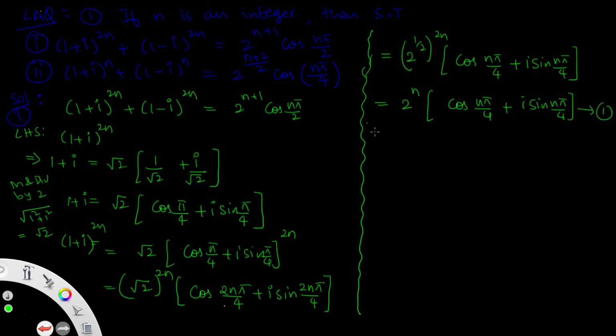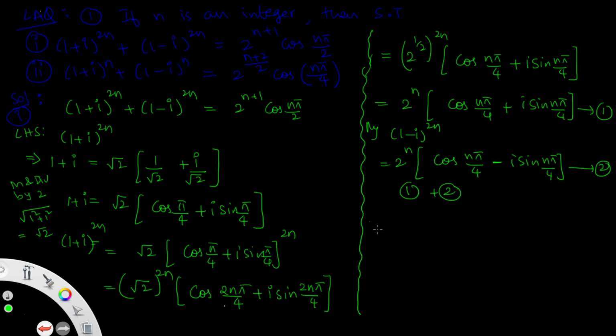Then similarly, (1 minus i) whole to the power of 2n is 2 power n into, with just the sign different, cos n pi by 4 minus i sin n pi by 4. This is the second expression. Now add the first expression and the second expression. In this 2 power n is common: cos n pi by 4 plus i sin n pi by 4 plus cos n pi by 4 minus i sin n pi by 4.